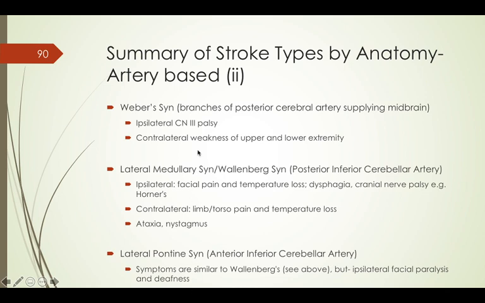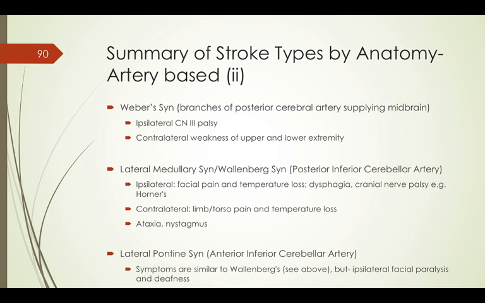Just a few special types of strokes that we may not have come across previously. Weber's syndrome is basically a problem with the posterior cerebral artery circulation supplying the midbrain that causes an oculomotor nerve palsy, as well as a weakness of the upper and lower extremities contralaterally.